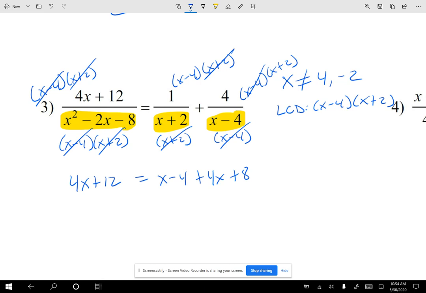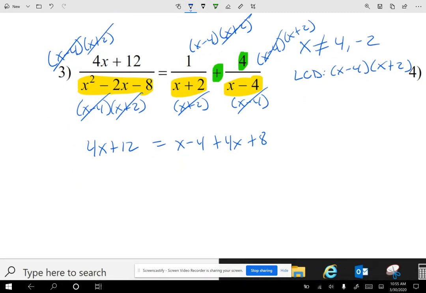One thing before I move on, though. If this was a minus instead of a plus, I would have given the minus sign to this 4, and then distribute the negative 4. If that plus sign was a minus. It wasn't, so I just left it a positive 4. Okay, so now let's continue.